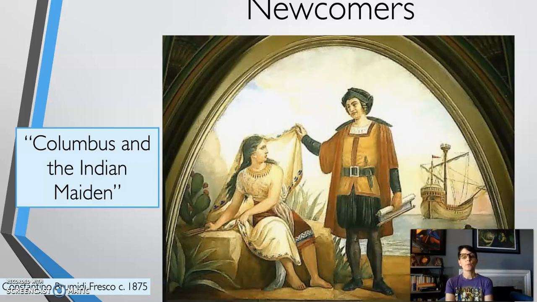I wanted to start with this painting. This is actually a painting in the Capitol building, painted in 1875 of Columbus and, quote, the Indian Maiden. For your discussion board, you're going to analyze this painting, so I want you to spend a little bit of time with it and think about it. But for right now, you could even pause the video, but I would encourage you just to jot down some of your first impressions. What do you think about it? What do you notice about it? And then we're going to come back to it at the end.